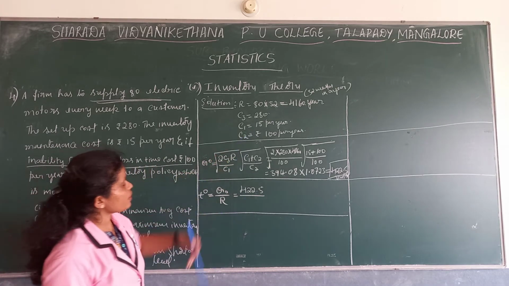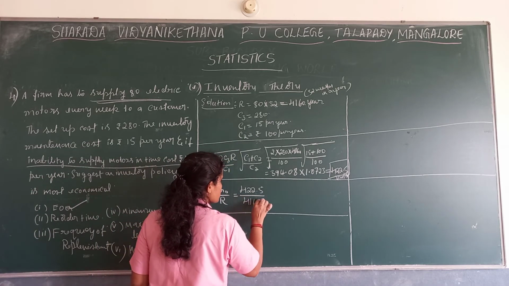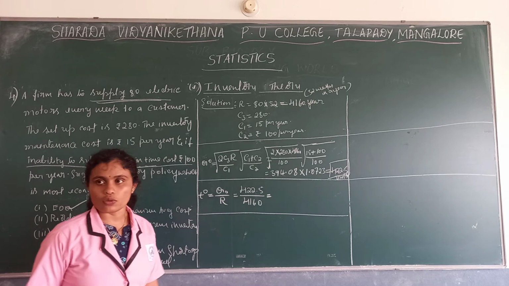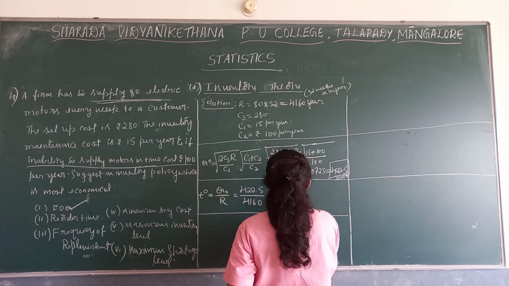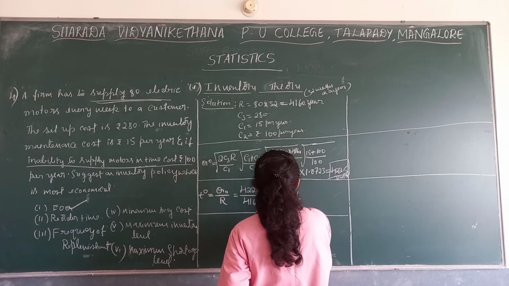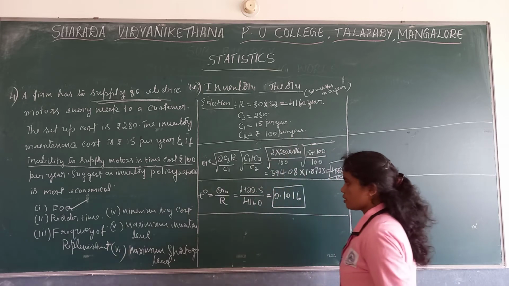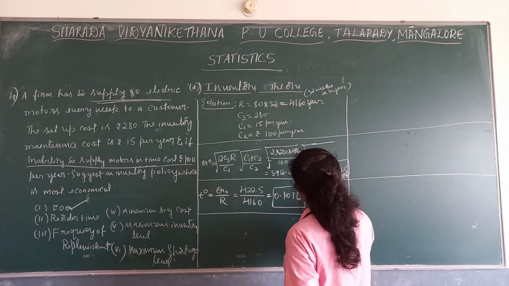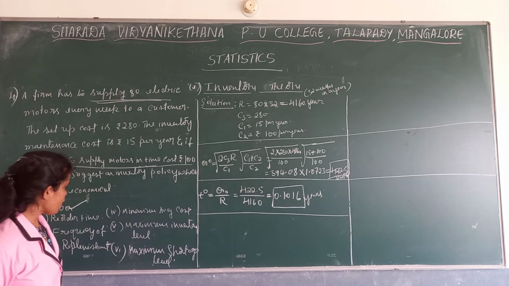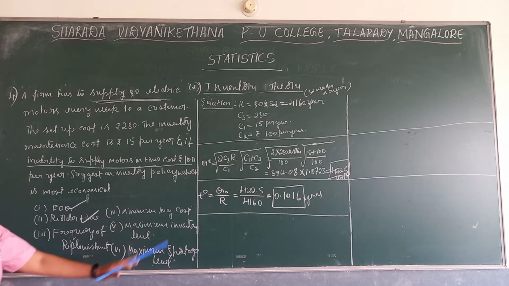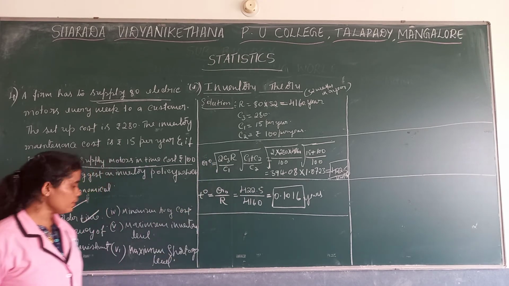What is the demand there? 4160. What do we get when we divide? We get 0.1016. This we have to write in years. This always we need to write in years. Then after that the second one is over. Here the formula is the same for model 1 and model 2.